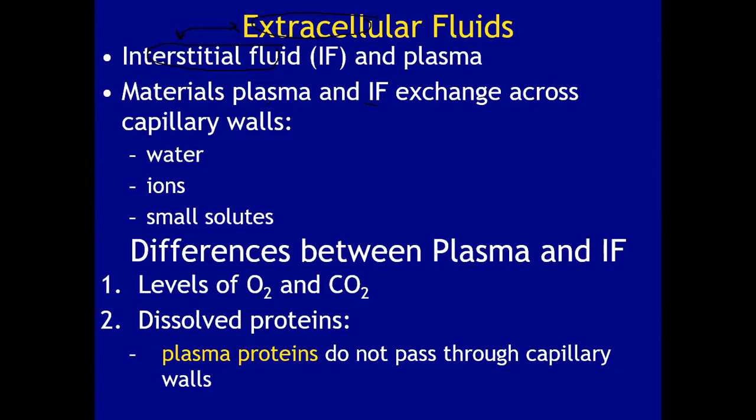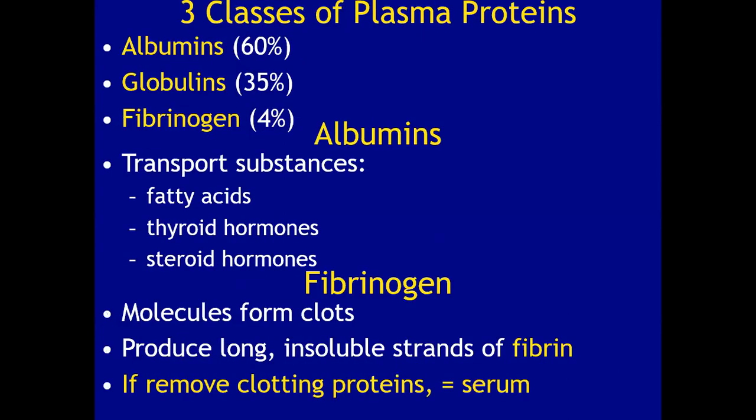And then we've got these dissolved proteins. The dissolved proteins do not pass through the capillary walls. So that means inside the bloodstream, we're going to have a lot more of these dissolved proteins than we do out in the interstitial fluid. The way we feed the cells protein is through amino acids. We break them down so small that they can move across that way. So we're talking about these plasma proteins. Remember, it makes up about 7%.